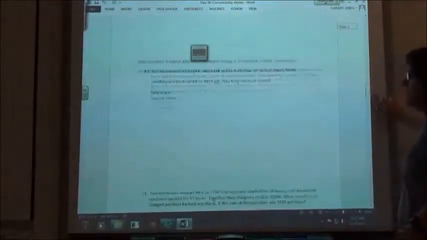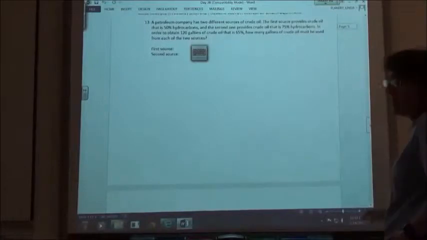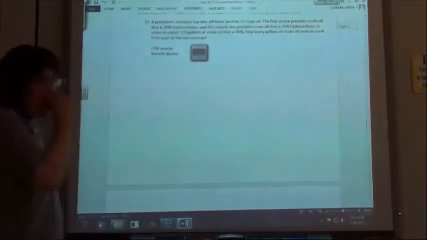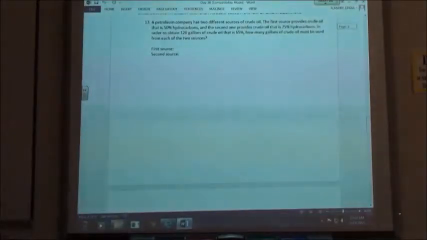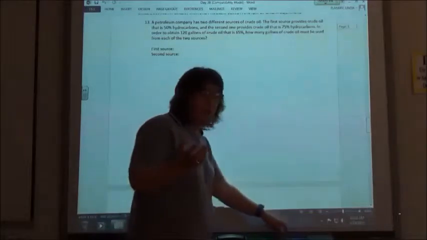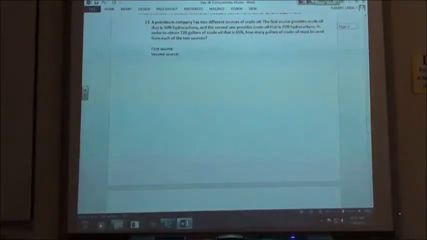13, 14, and 15 are really doing kind of the same thing, only we're using a percent mixture, and so we're going to be working with percentages. And again, you could use the substitution method, but I like the elimination method better, especially if I'm going to use my calculator. And so here I have a petroleum company has two different sources of crude oil.